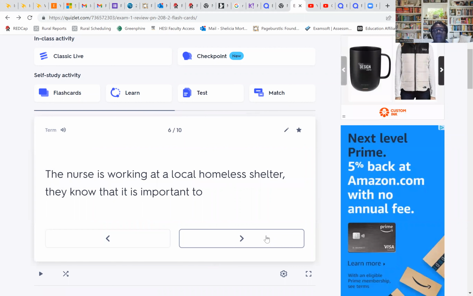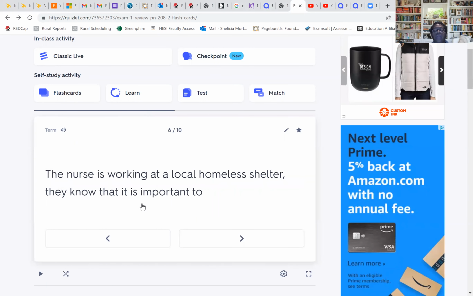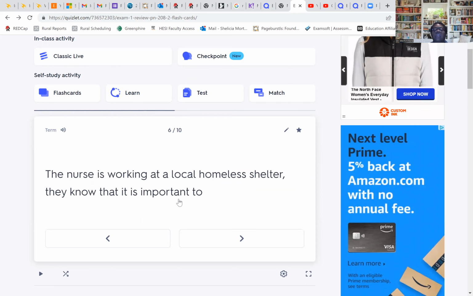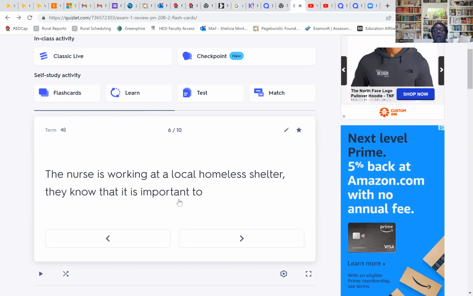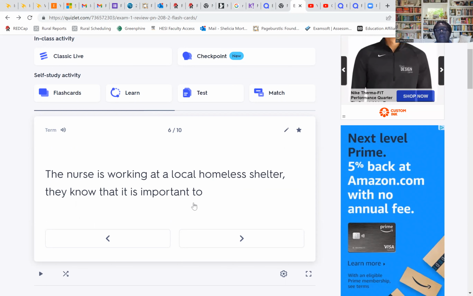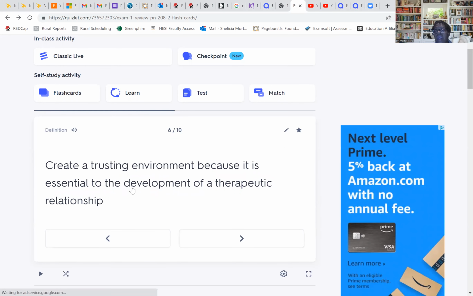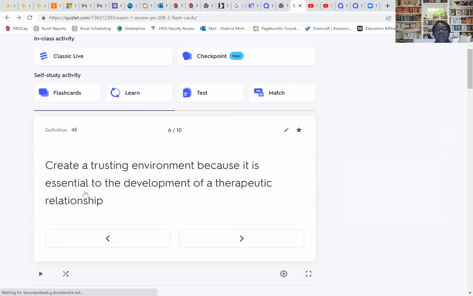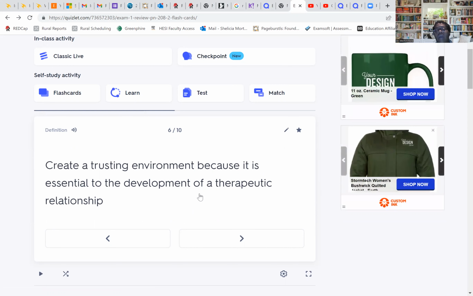The nurses working at a local homeless shelter know that it is important, so you want to consider your population. The people that you will most likely be working with are homeless. It is a homeless shelter. So know that it is important to create a trusting environment because it is essential to the development of therapeutic relationships. And you want to establish that rapport.